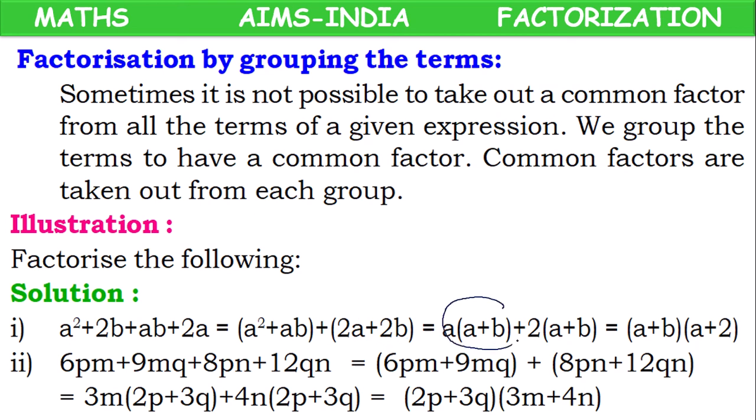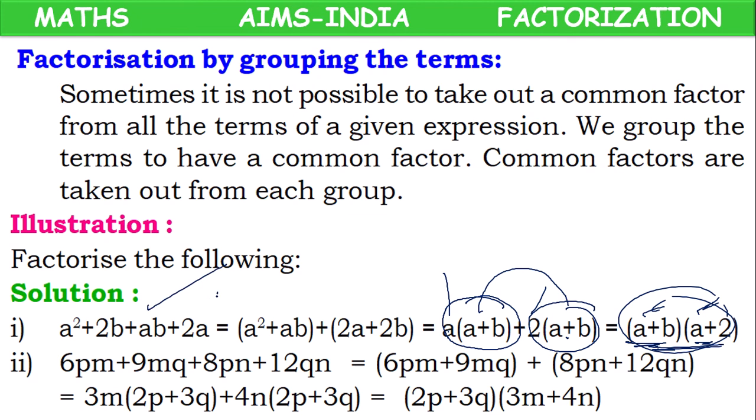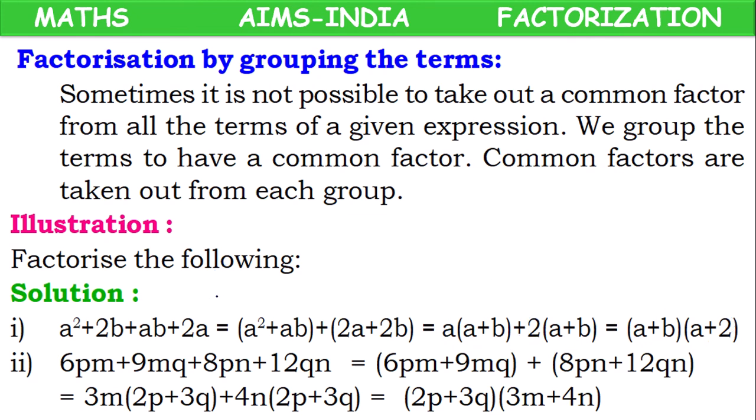Now this is the first group, this is the second group. In the two groups, a plus b is common. So we can take a plus b out. Here a is remaining, here 2 is remaining. So a plus b into a plus 2. These two are the factors of the given expression. So in this way, we can group the terms and take the common factor out. Another example.